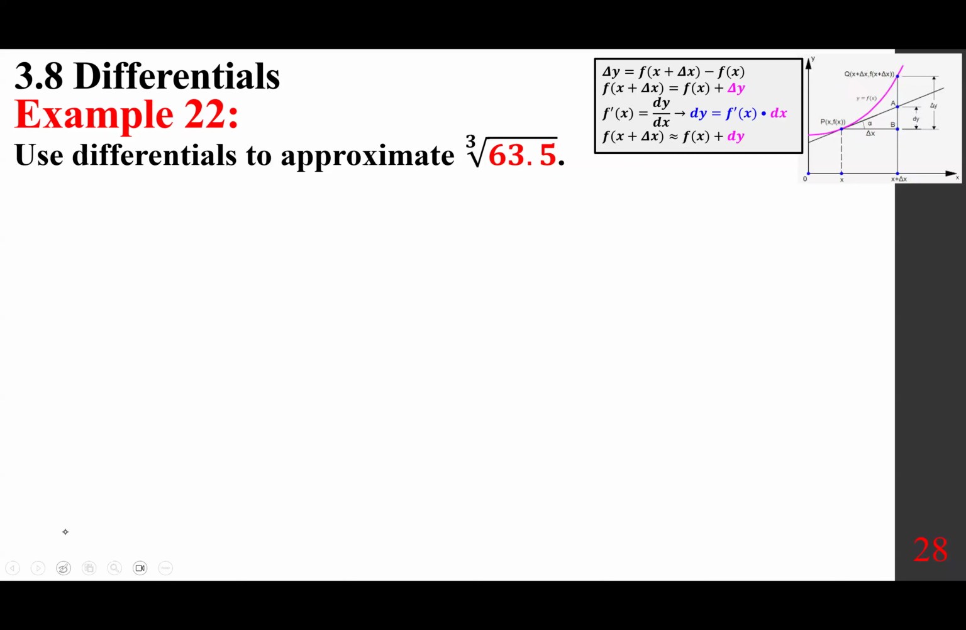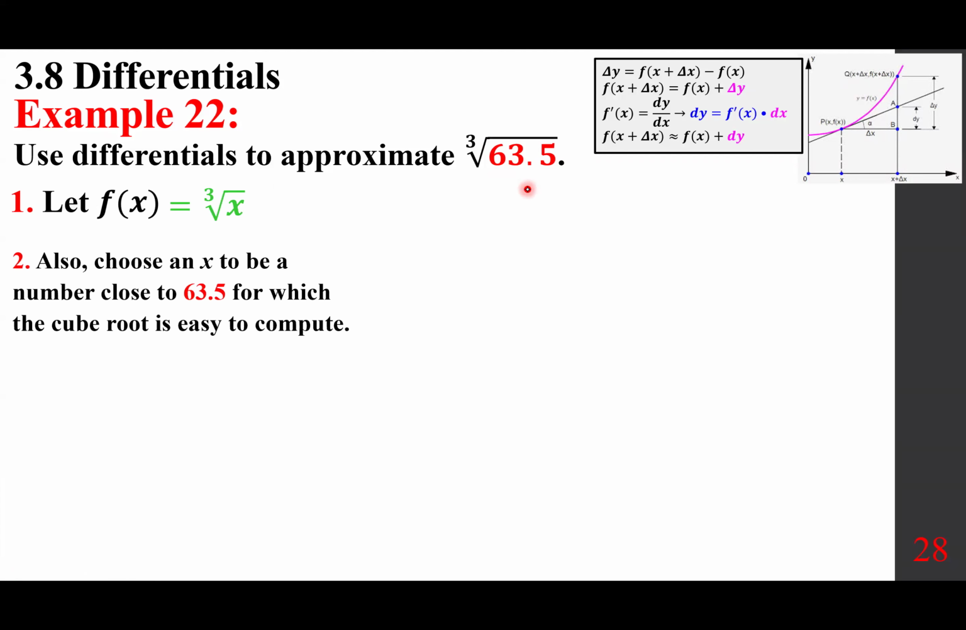We're going to use differentials, and we want to use it to approximate the cube root of 63.5. The very first step: what is the function? Well, the operation really gives you the function, cube root of x. Also, we need a number. Choose an x to be a number closest to this that we know the cube root of. Obviously, the answer should be 64, because we all should know the cube root of 64 is 4.